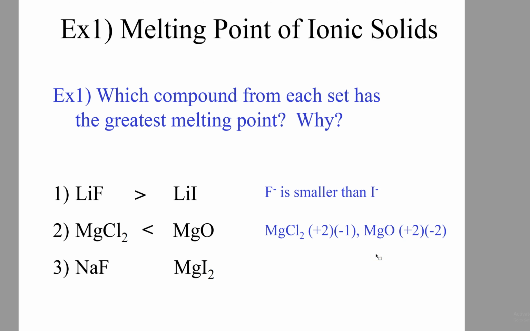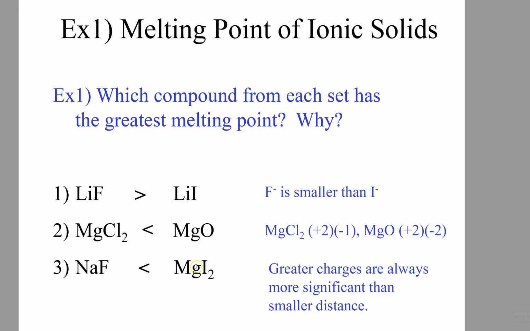Now, the second thing, with NaF and MgI, here we're taking a look at the cation. Sodium has a positive 1, magnesium has a positive 2, and if you take a look at the charge overall, it's negative 1 and negative 1. So in this case, greater charges are always more significant than smaller distances. If I had a choice between these two, I'm always picking those. As an example, if it's something that has a smaller radius, it's going to be more attractive.